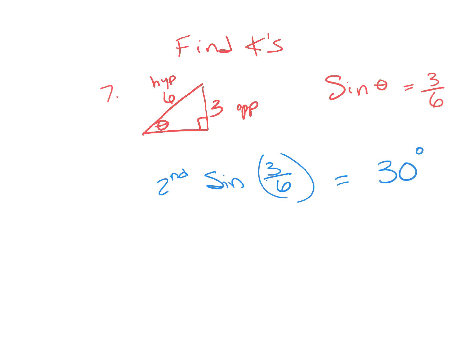That is the angle. Now, whenever I see second sine, second cosine, or second tangent, what I'm saying to myself is, who has a sine of 1/2? Because 3/6 is 1/2. Who has a sine of 1/2? And if we look at your unit circle, 30 has a sine of 1/2. It's the second number in the parentheses, so it all comes together, okay?